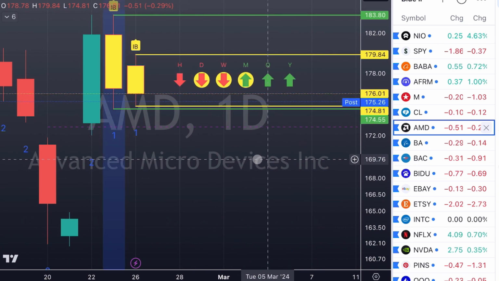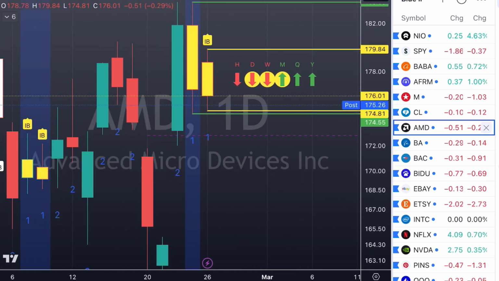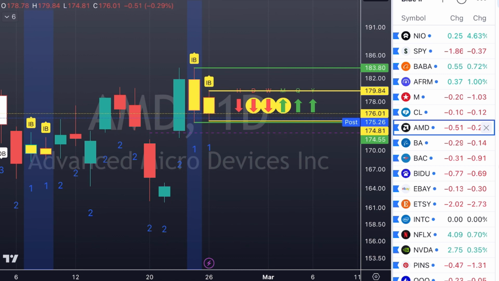AMD, double inside bar. So two straight days of consolidation. Does not happen very often. My indicator also puts these blue highlights on for the double inside bars. We look at the blue highlight here. Triggered, target, target. And then the following day, we continue to move up. So a really good trade off of that double inside bar. Two straight days of consolidation. We're looking for triggers for calls at 179.84, puts at 176.01.